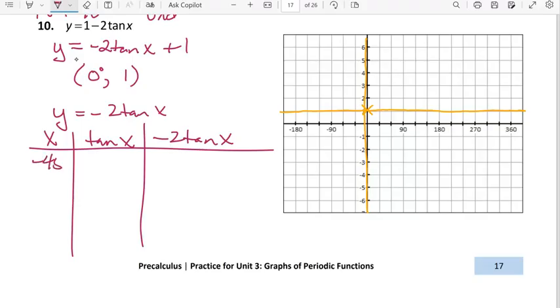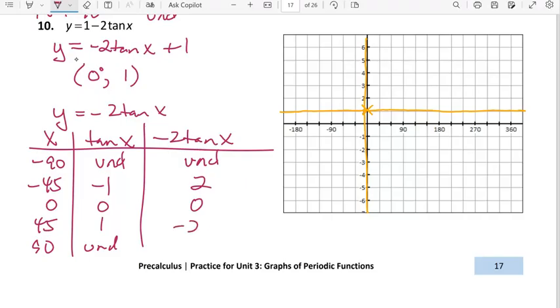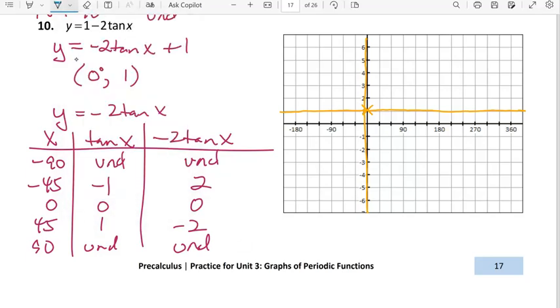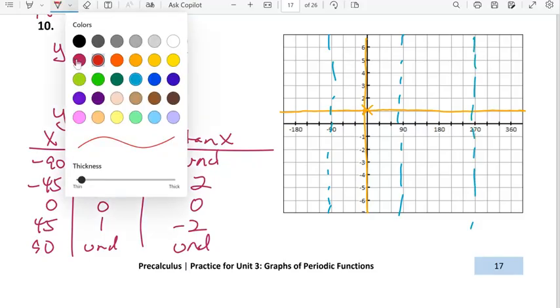Let's put our angles in that x column. So those would be negative 90, negative 45, 0, 45, and 90. And their tangent values undefined, negative 1, 0, 1, and undefined. And then multiply each by negative 2. And now let's graph from that new origin, sketching in the asymptotes first. So 90 to the left of the new origin, 90 to the right of the new origin, and then of course our asymptotes will be evenly spaced from there, so we can get one more in there.